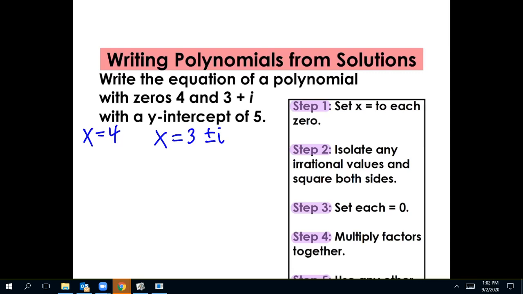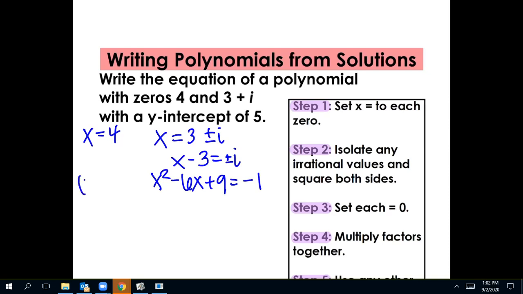So I'm looking for my answer to have x cubed in it. Isolate any irrational values and square both sides. So here we have an irrational value. I want to isolate it. We can keep the plus or minus with it. And so I'm going to move that 3 over and now square both sides. What squaring both sides does is it gets rid of this i, because i squared is -1, plus i squared is -1, and minus i squared is -1. So that will take care of that. And then we now can move on to step 3, where we set each equal to 0.